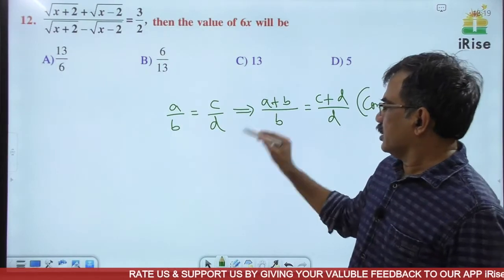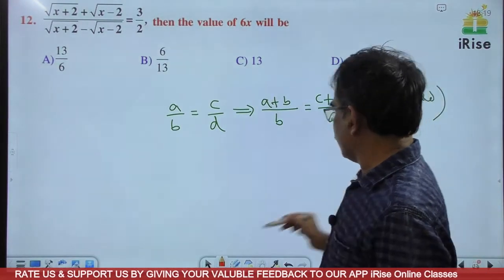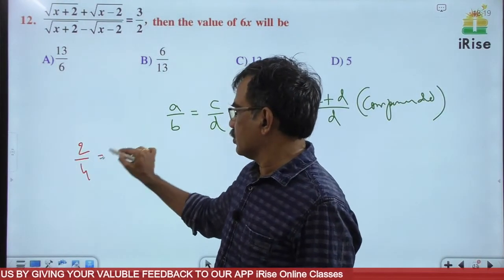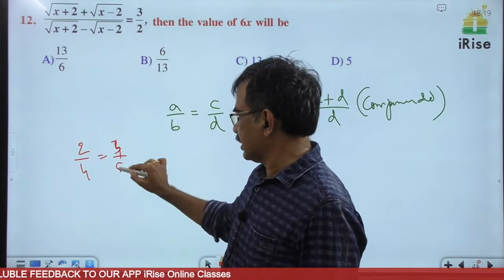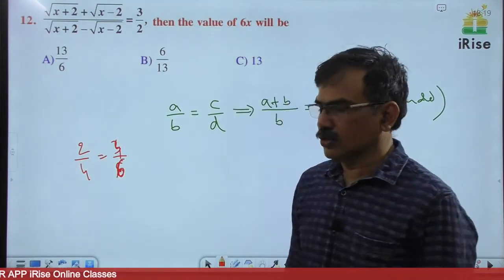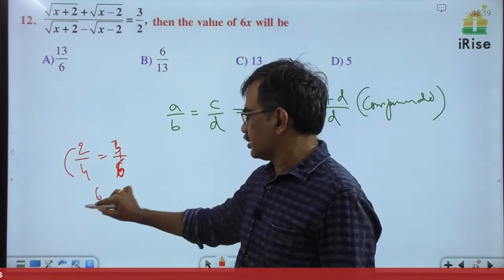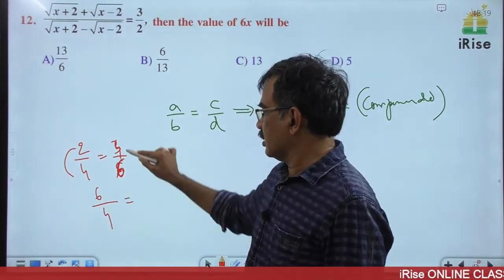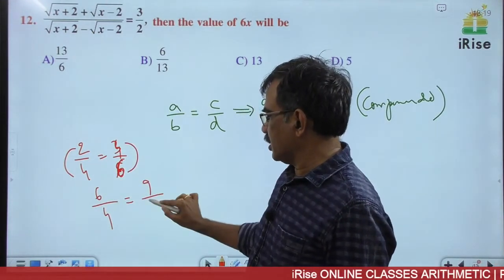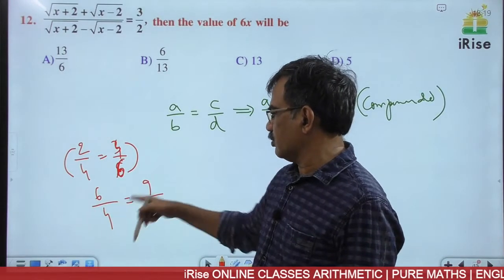Here I want to give an example to clarify this. 2 by 4 is equal to 4 by 8, sorry, 3 by 6, let it be. Both are 1 by 2. Add these two, 6 by denominator as it is. Add these two, 9, denominator as it is. Here also the same ratio, 3 by 2, 3 by 2.